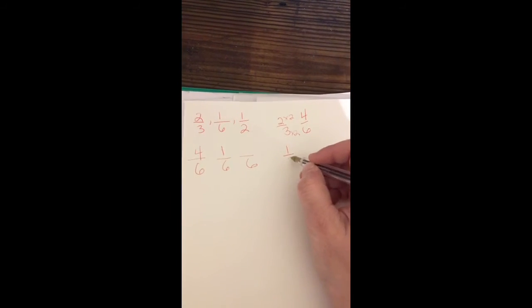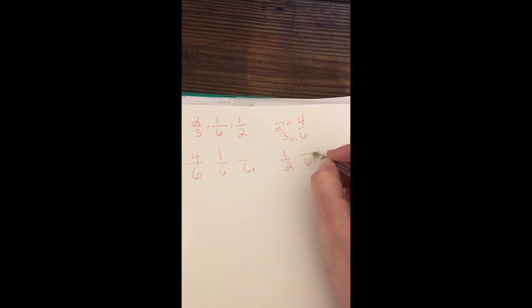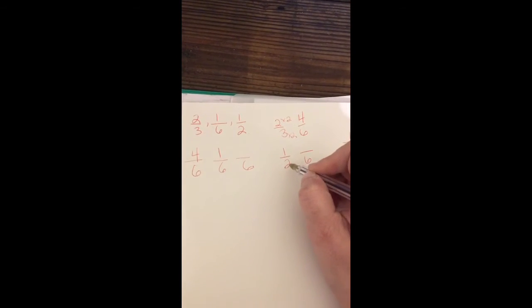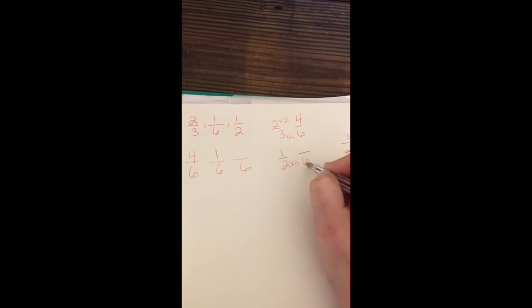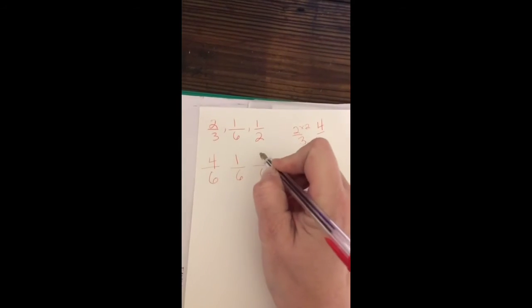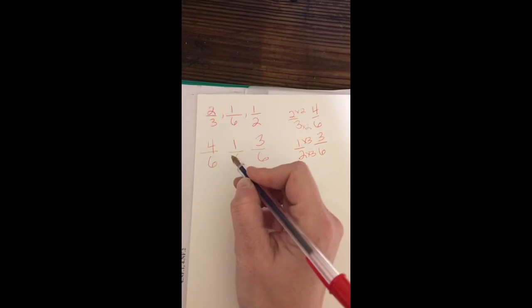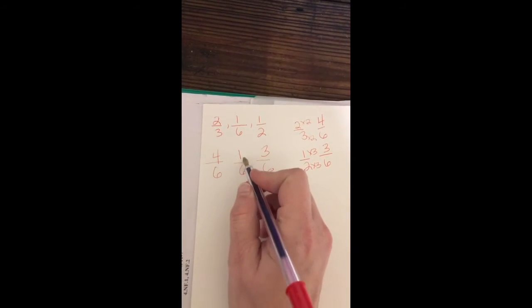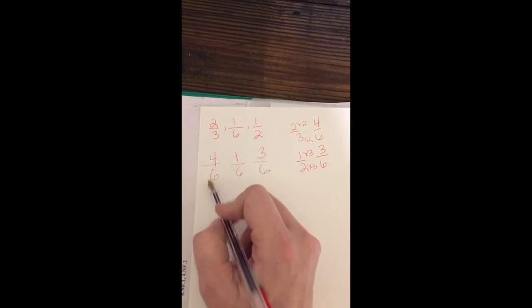And here, if you're trying to get a half to a fraction with the denominator of 6, 2 times 3 gives you 6, so 1 times 3 gives us 3. So that would be 3/6. So if we're going to put them in order, they go in order 1/6, 3/6, 4/6.